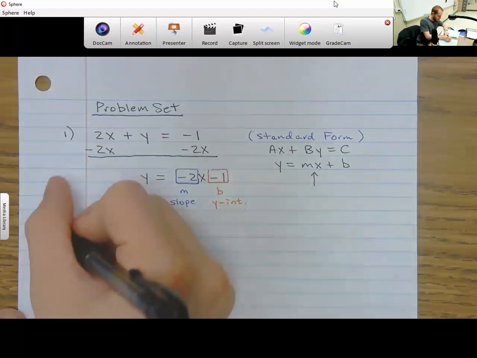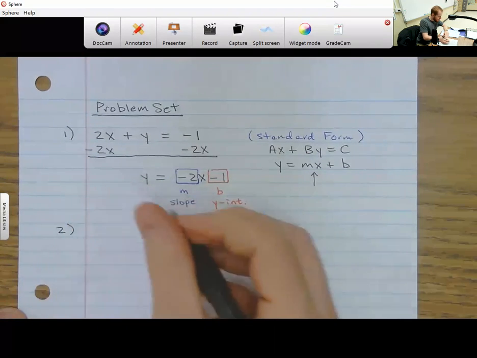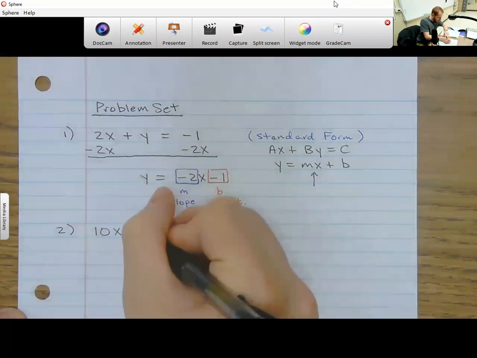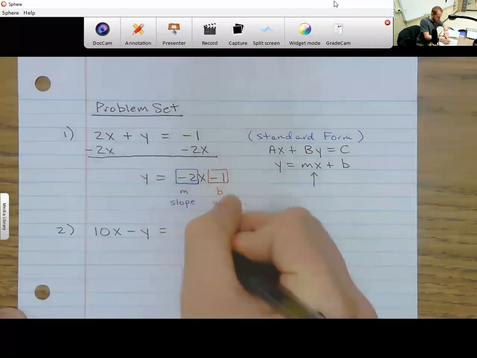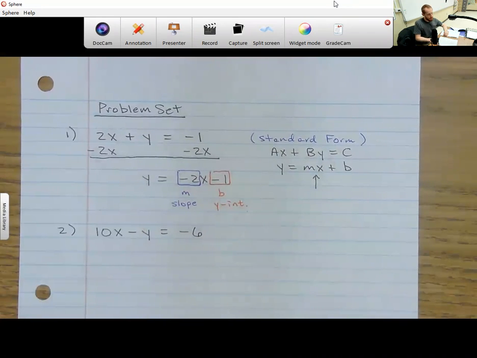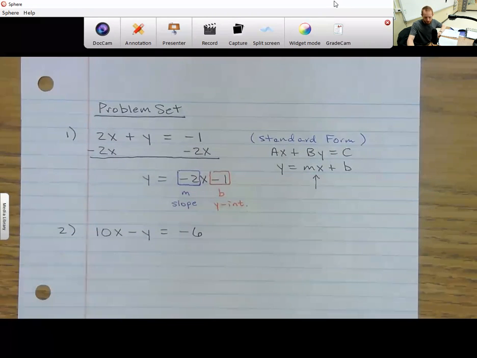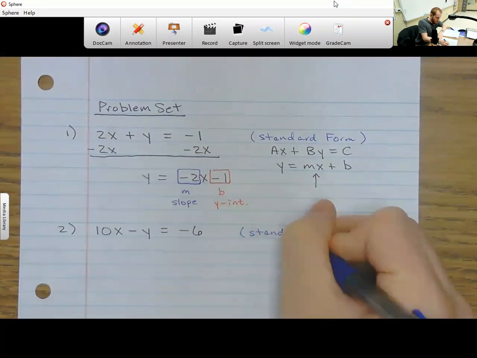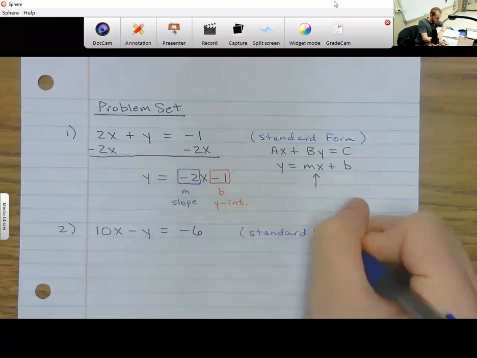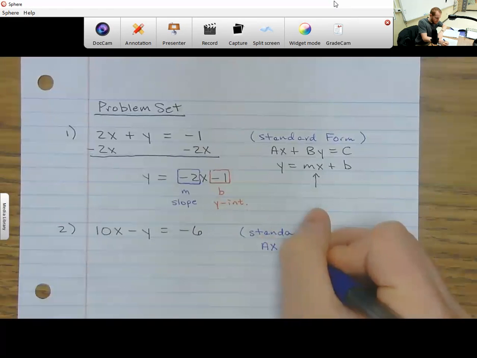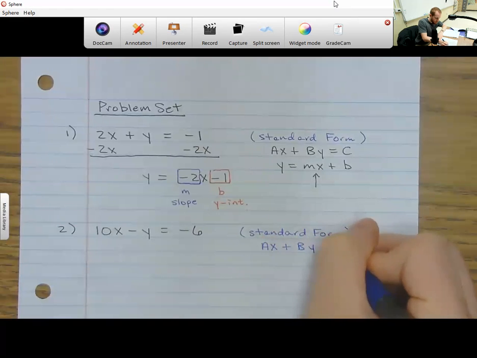So number 2 says 10x minus y equals -6. So let's try this one together. Now this one is already in standard form, the way that I see it. I know it's in standard form because the x and the y are on the same exact side. The x and the y are on the same side. So it's basically in that form of ax plus by equals c.